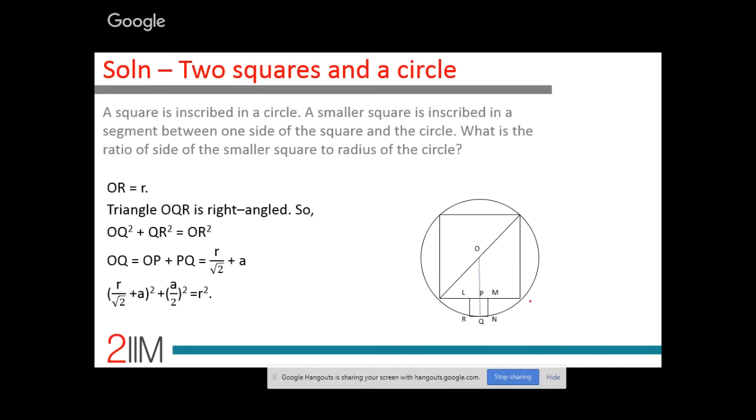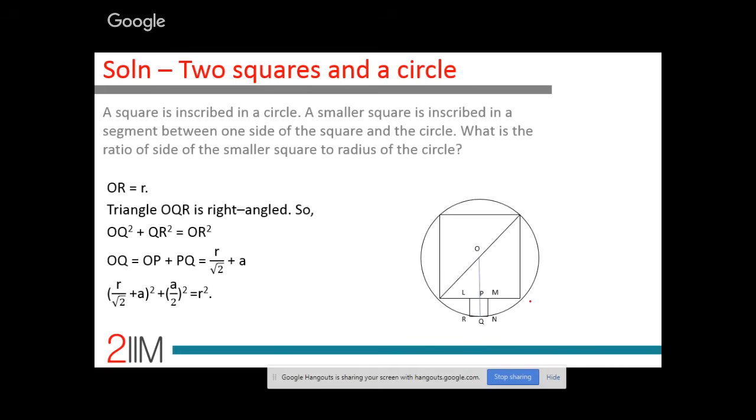So give that a go, even the solving part of it. When you get an equation in terms of R and A, we need to find A by R. So divide that equation by R square throughout. So you'll get a quadratic in A by R. Call that X. Solve that quadratic, you've got the answer. Very tough question, even the algebra part of it.